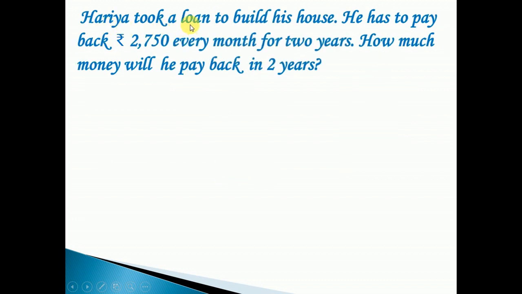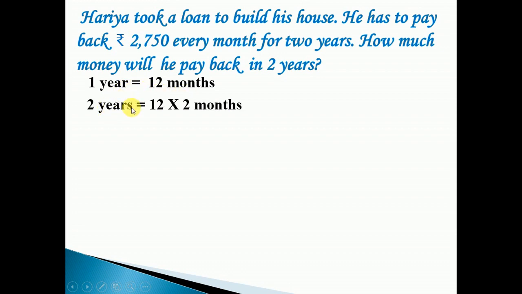Harya took a loan to build his house. He has to pay back rupees 2750 every month for 2 years. How much money will he pay back in 2 years? We know that 1 year is equal to 12 months. 2 years is equal to 12 into 2 is equal to 24 months.